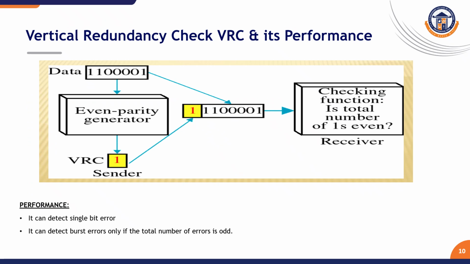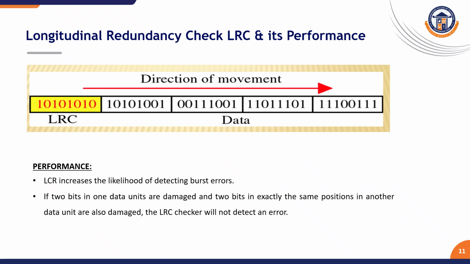So, vertical redundancy check: here we are going to generate even parity or odd parity for a single bit. That means if we are following even parity, then the original data with the extra bit will produce an even number of ones, and it is an even parity bit. If the original bits and the extra bit produce an odd number of ones, then it is called odd parity.